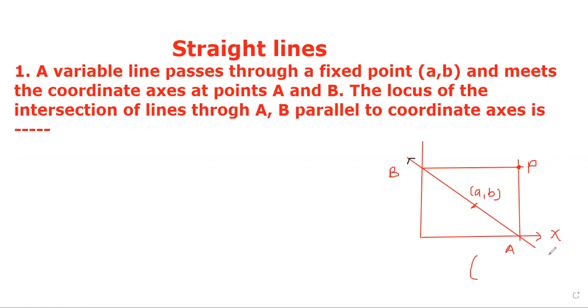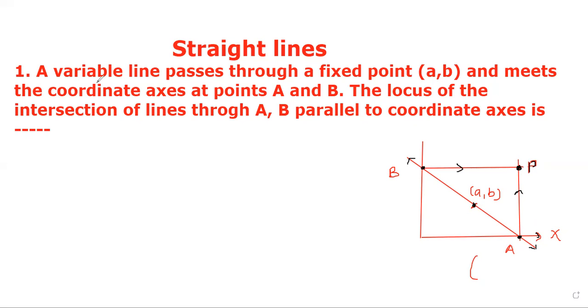This is a line that passes through the point (a, b), and these are the points where this line intersects the axes. Now we have to find out the locus of point P. This line is parallel to the x-axis, this line is parallel to the y-axis, and this is the intersection point of the two lines.